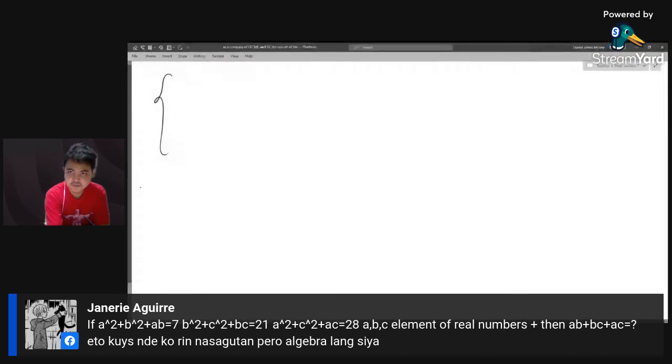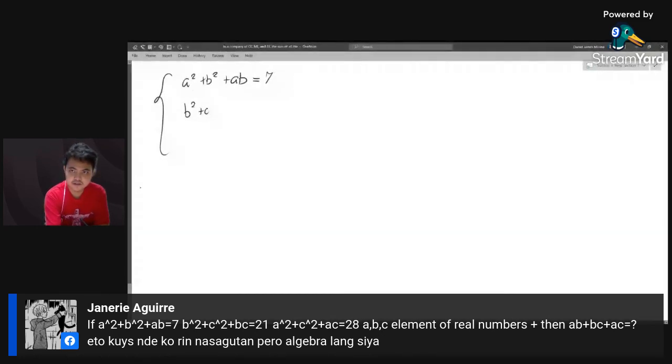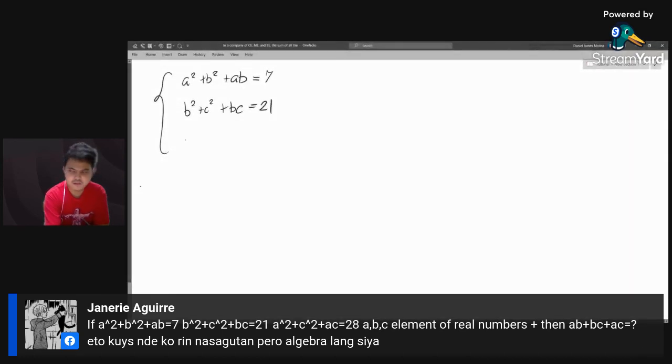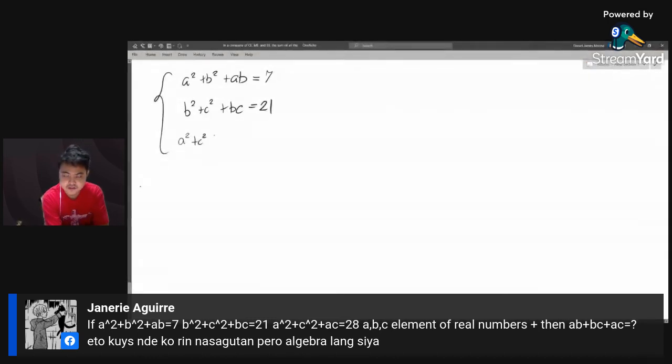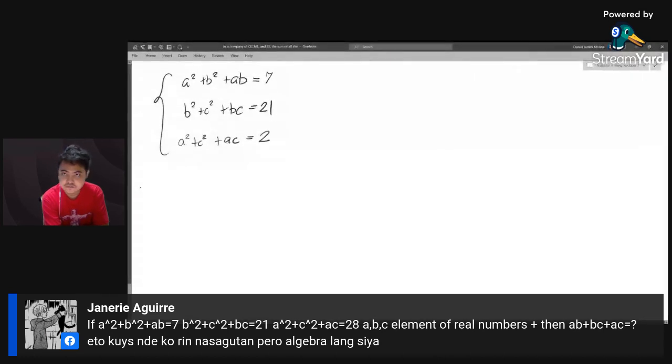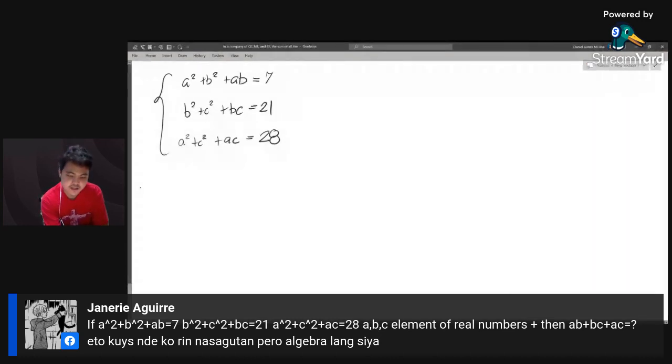So, ang ating system of equation, a squared plus b squared plus ab equals 7. B squared plus c squared plus bc equals 21. Medyo problema tong numbers ha. A squared plus c squared plus ac is equal to 28. Tapos, anong sabi? Real numbers na positive, yung A, B, and C. Tapos, ang hanapin natin si ab plus bc plus ac.